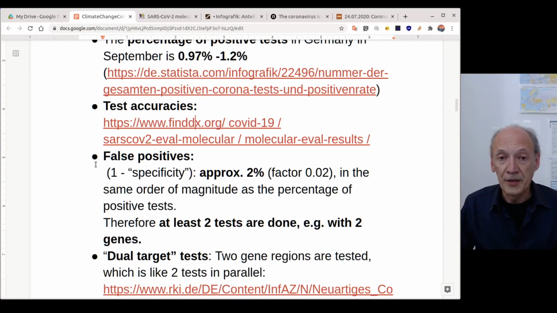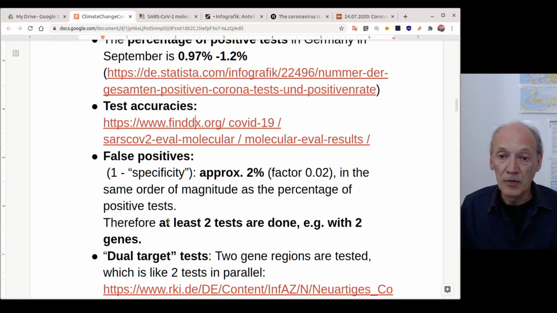So for a single test, we have false positives, which are computed by computing 1 minus specificity, which is approximately 2% for those tests. And this results in a factor of 0.02. So 2% is a factor of 0.02. And this is in the same order of magnitude as the percentage of positive tests that we just saw here. Right. So that's not so good. But it has an easy solution.